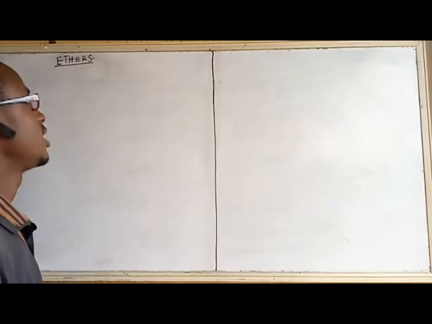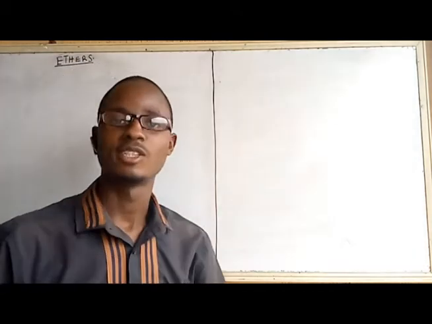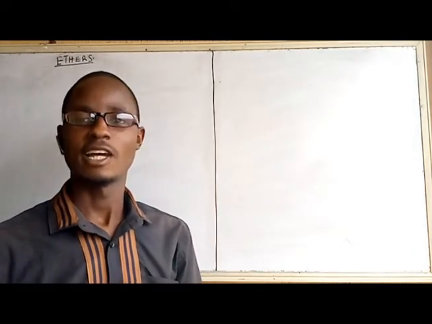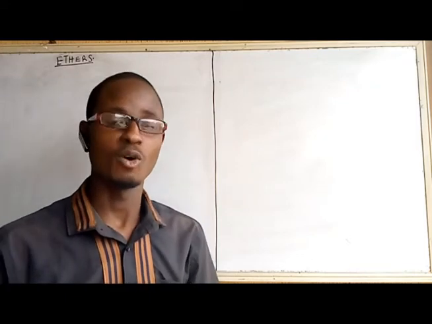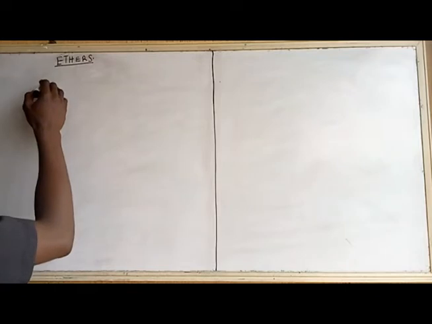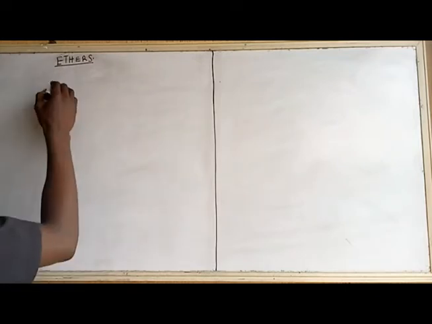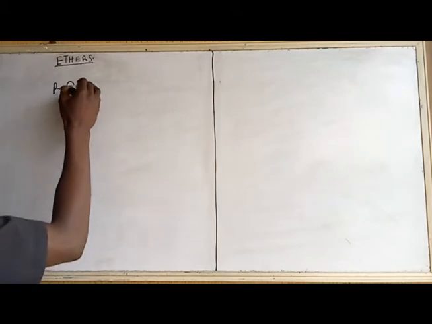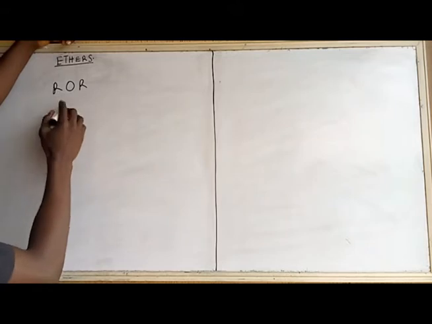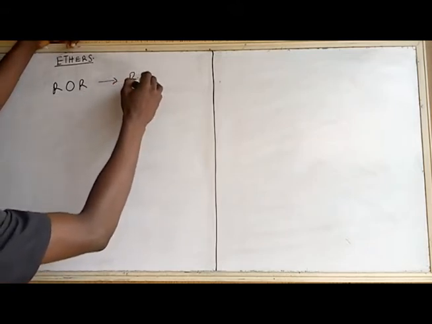Today's topic is ethers. Ethers are organic compounds that consist of two organic radicals that are bonded to the same atom of oxygen. What do I mean by that? Let's look at an example. Ethers used to have a general formula of ROR. These R represent the organic radicals that are bonded to the same atom of oxygen, so you write it as ROR.